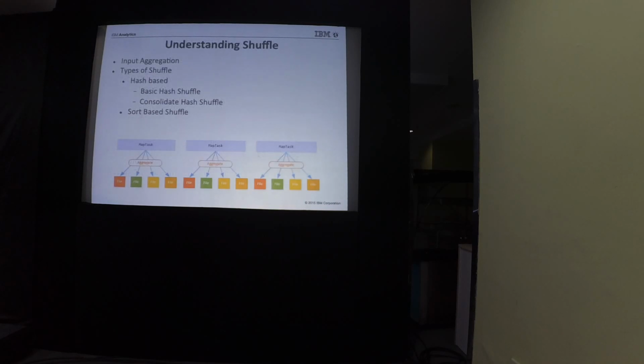So, understanding shuffle. The first one is input aggregation, the combiner we are talking about. And then there are types of shuffle. Mostly there are two types: hash-based shuffle and sort-based shuffle, and it evolved in the same order. Earlier there was a basic hash shuffle, then they came up with the consolidated hash shuffle, and now the latest one is the sort-based shuffle.